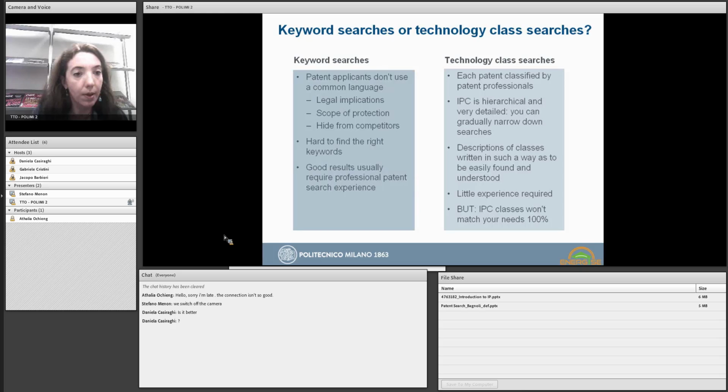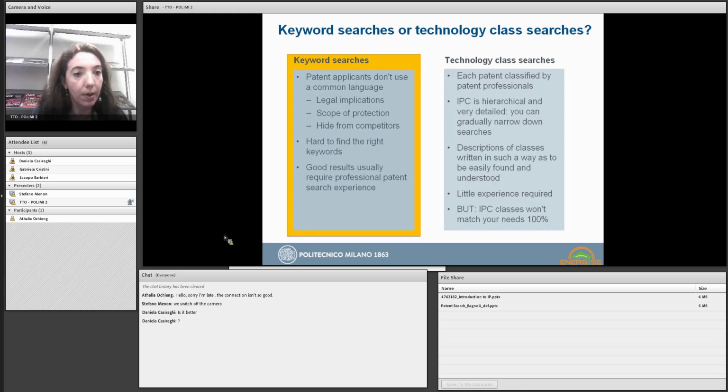What we suggest is to couple to the keywords the technology classes, that are a code of classification studied by patent professionals that describes the patent and subdivides the patents according to technology area. So even with a lower experience in patent search, you can find the class of your patent and the area of your patent.